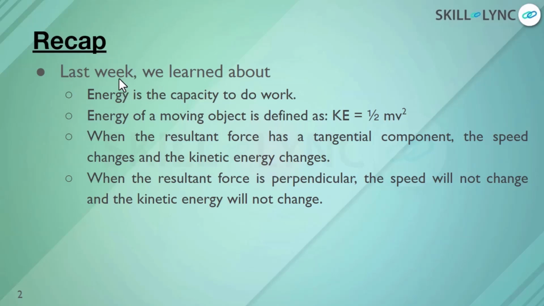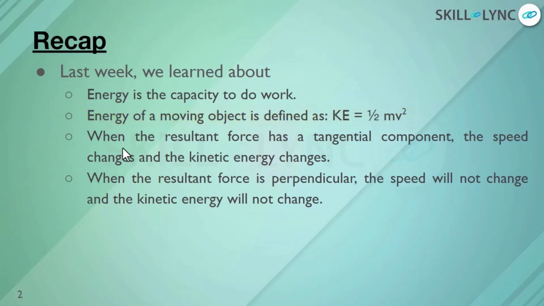Last week we have learned about what is energy. Energy is the capacity to do work. Also, we have learned that energy of a moving object is defined as KE equals half mv square, where KE is kinetic energy, m is mass of the body, and v is the velocity of the body.